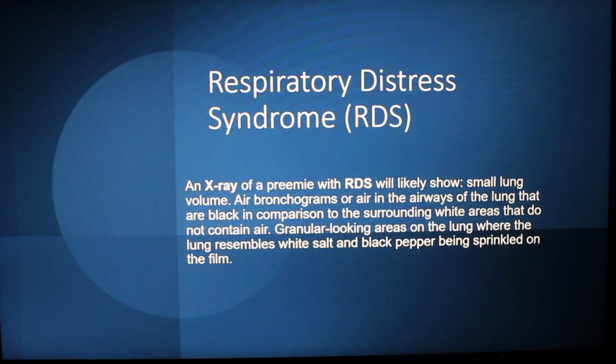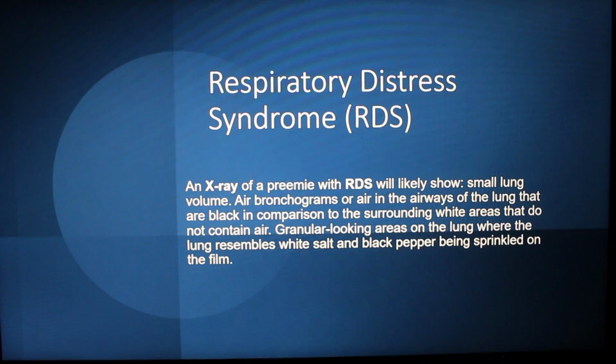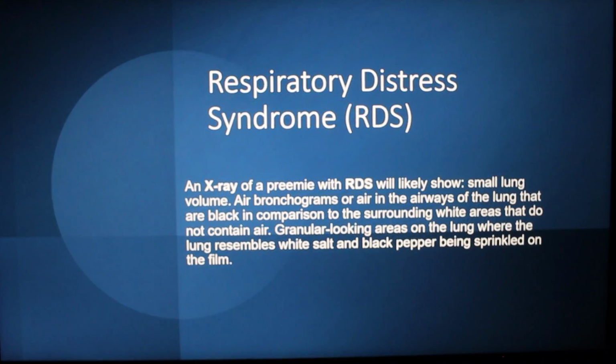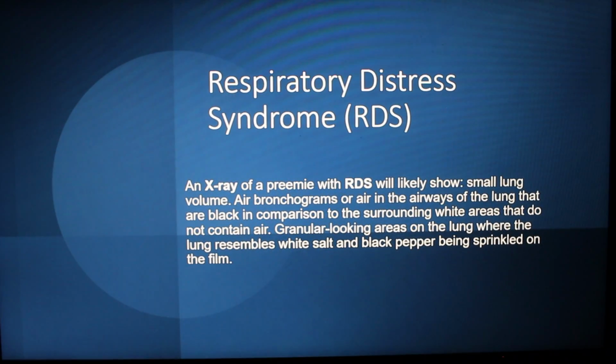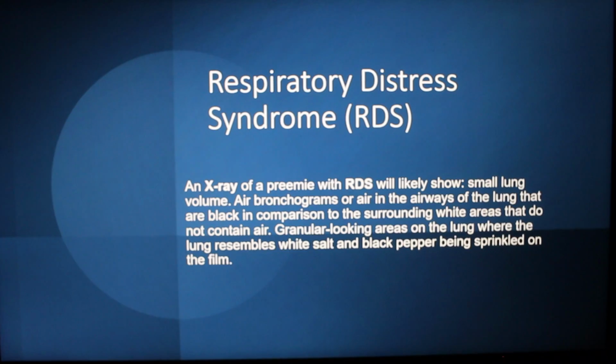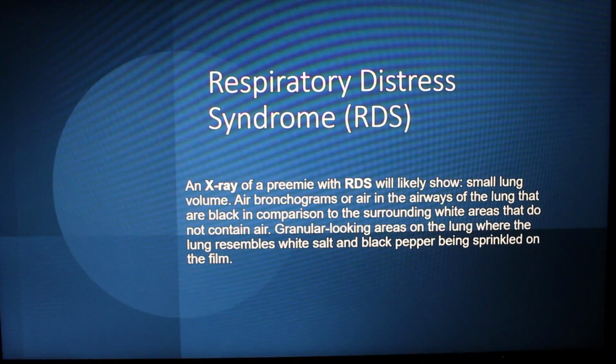An X-ray of a preemie with RDS will usually show small lung volume. Remember, we can tell the inflation of the lungs. We want it to be between T8 and T9. We'll see air bronchograms, which are air in the airways of the lungs that are black in comparison to the surrounding white areas that do not contain air. In other words, the alveoli, which are usually full of air, that surround the bronchioles, are collapsed. They are not full of air.